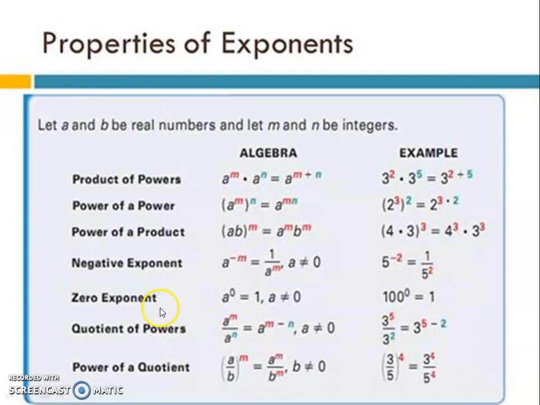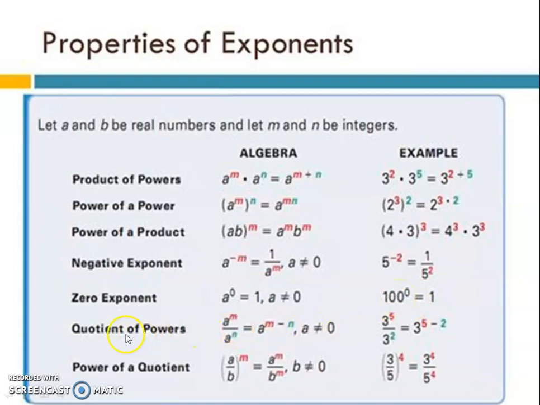Now the zero exponent. Always remember that any number raised to 0 is always 1. That means I put a equal to 100. 100 raised to 0 is equal to 1. Any number you can apply, it remains the same.